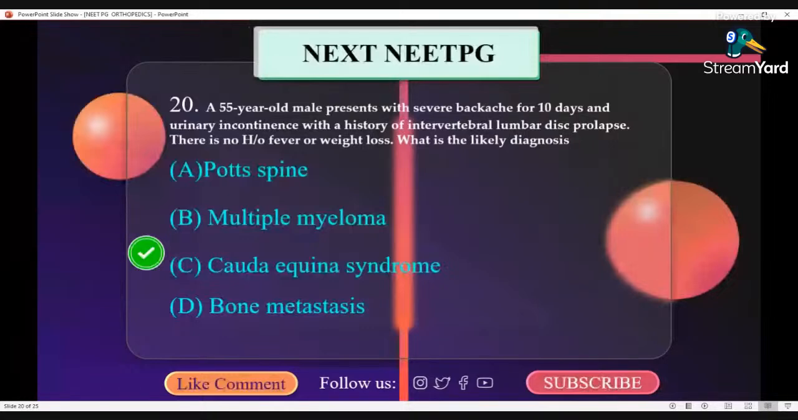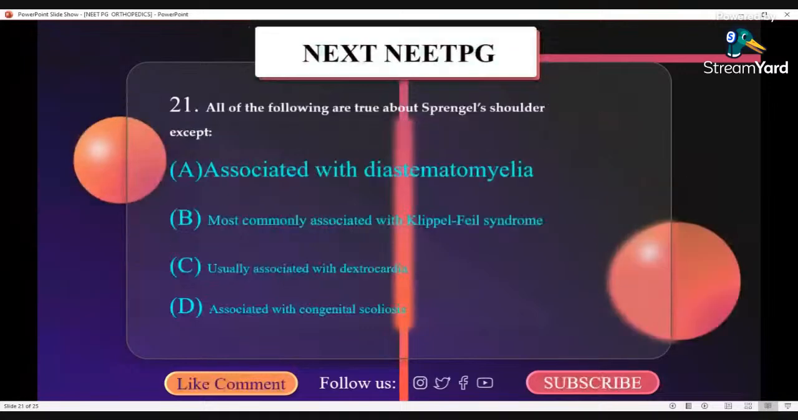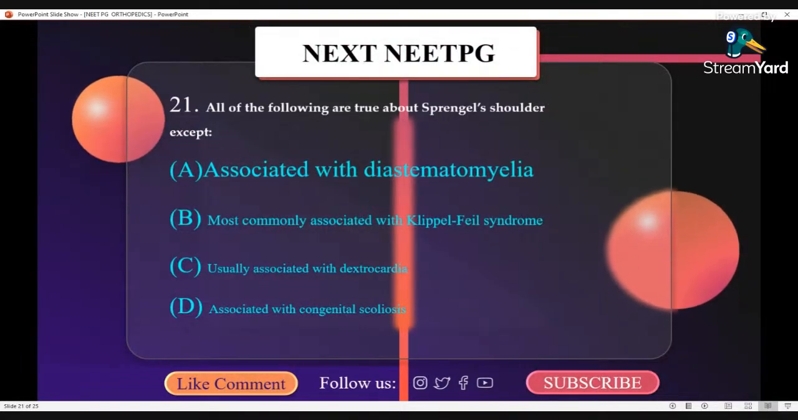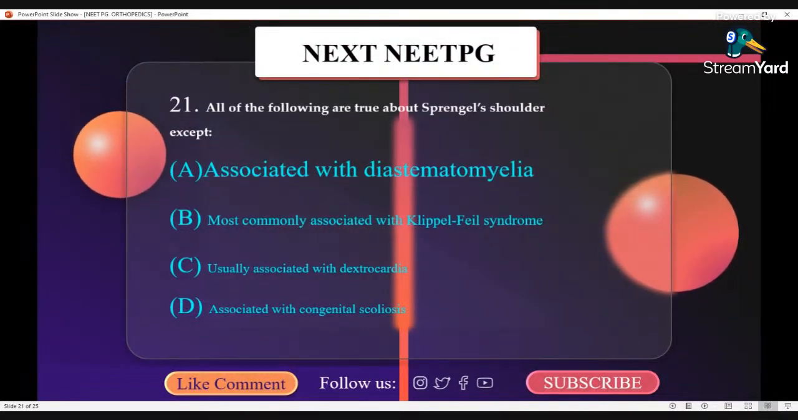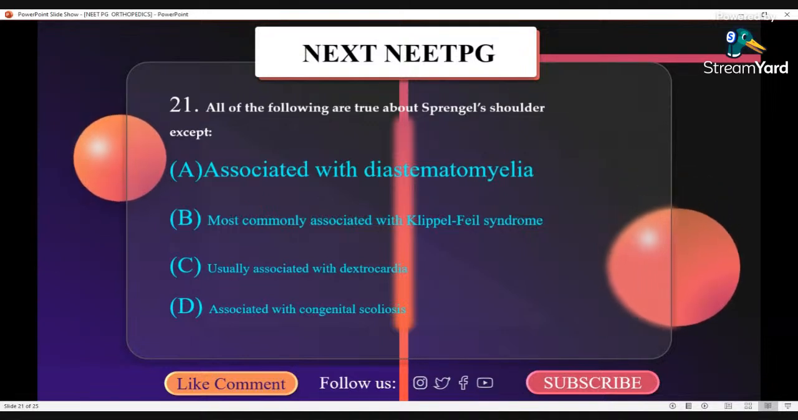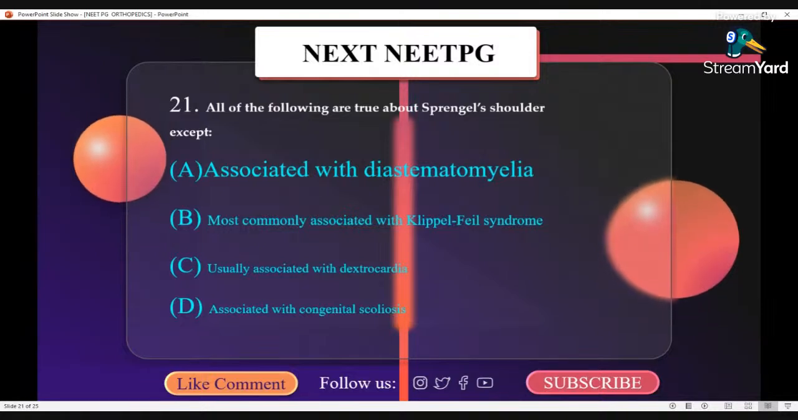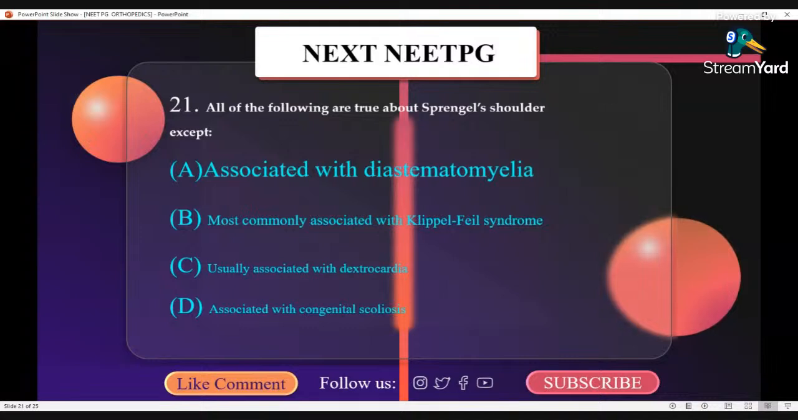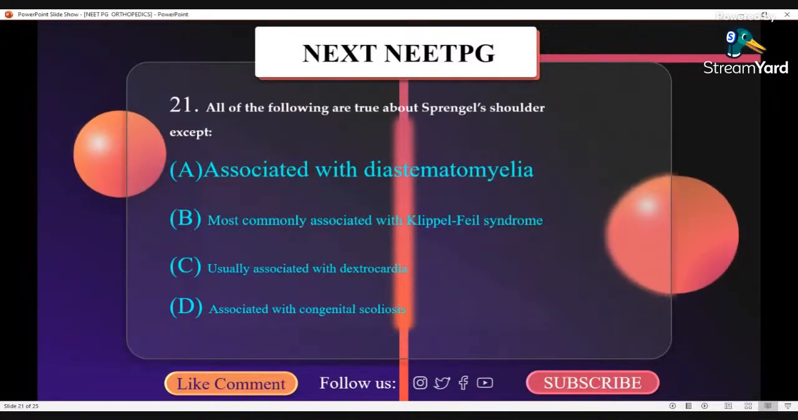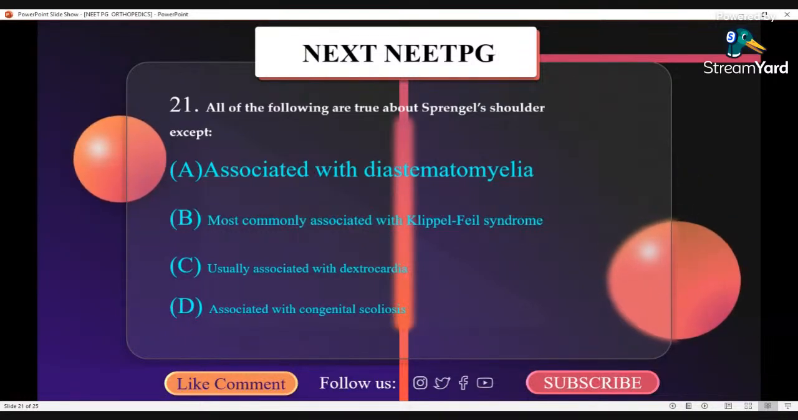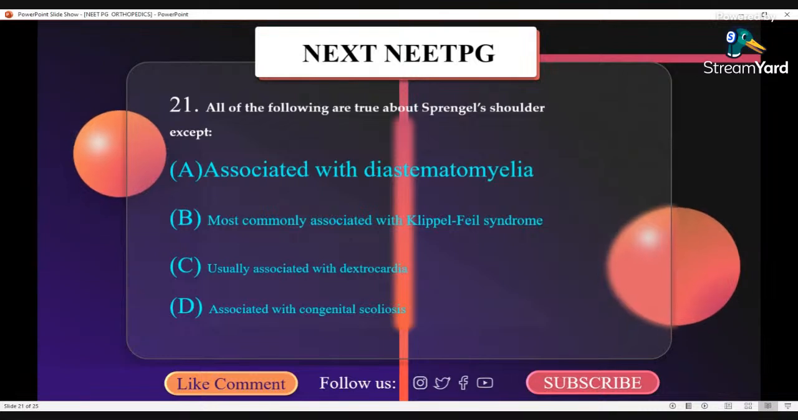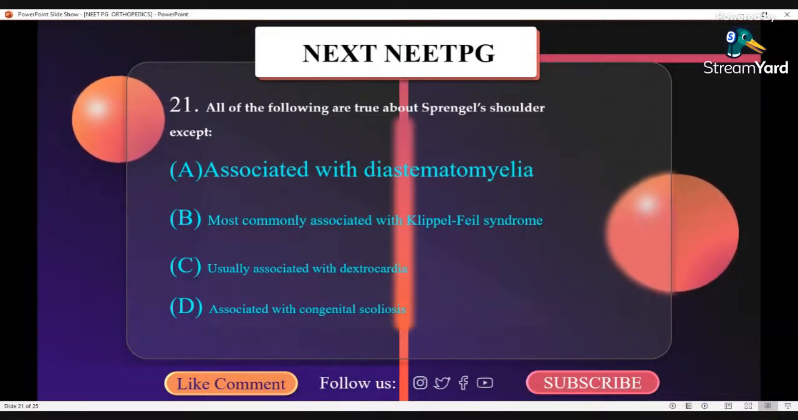All of the following are true about Sprengel's shoulder. Sprengel's shoulder, elevation of scapula, is the most common congenital abnormality. Sprengel's deformity is usually noticed at birth. Asymmetry of shoulders with elevation and underdevelopment of the affected side. Scapula is abnormally small and too high, associated with hypoplasia or atrophy of the regional muscles. Elevated scapula is usually noticeable with restriction in the motion of scapula. Occasionally, both sides are involved.